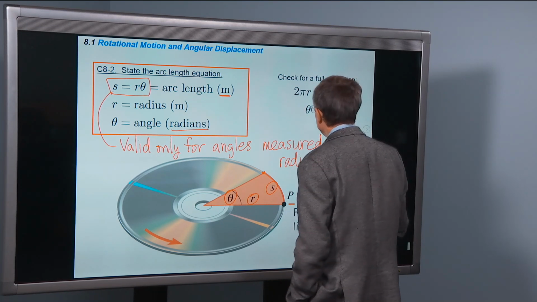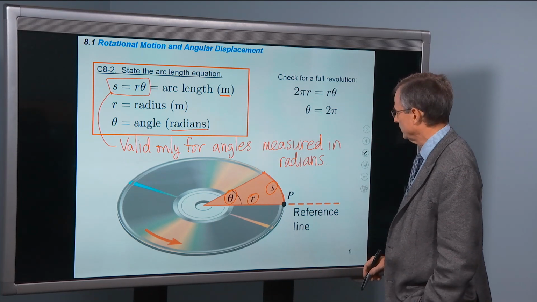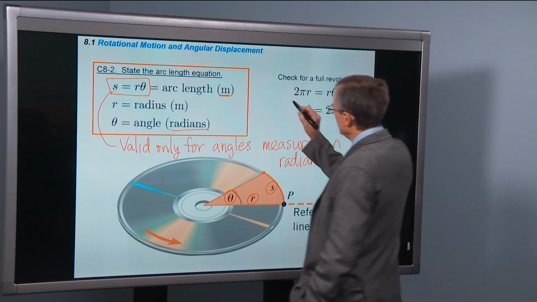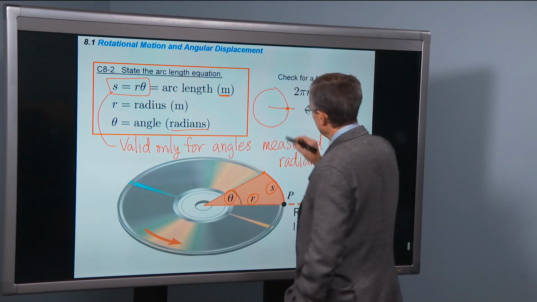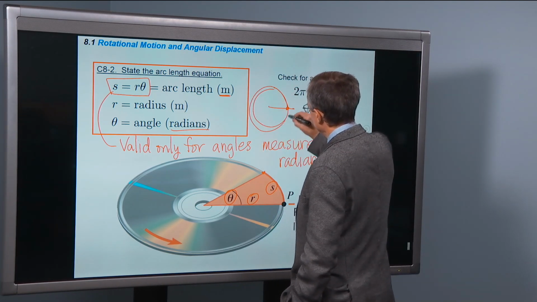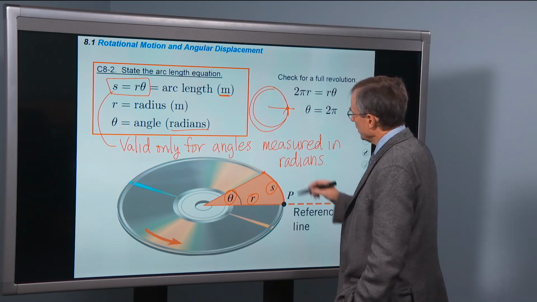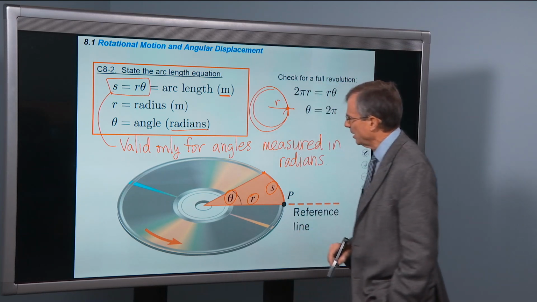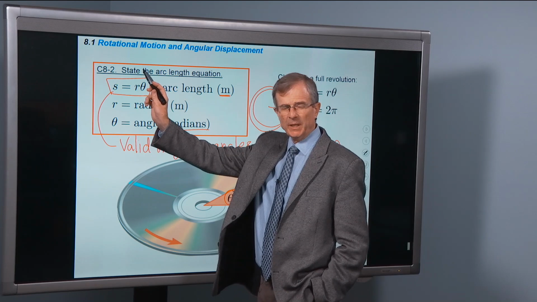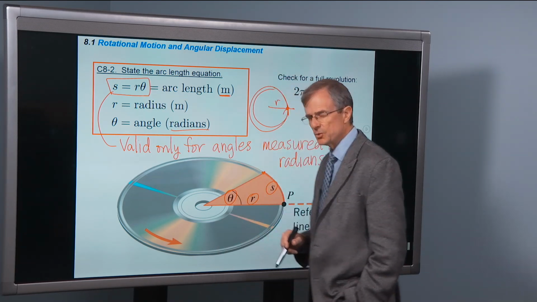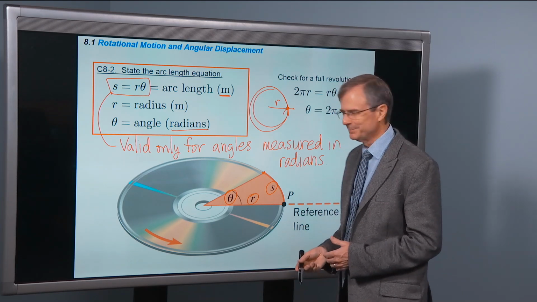Let me do an example, to check this relationship for a full circle, one full revolution. I'm going to start here, and go around a complete circle and come back to where I started. If this is the radius r of the circle, I want to know what this equation will tell me about that situation. In fact, it won't tell me anything. It'll tell me something I already know.